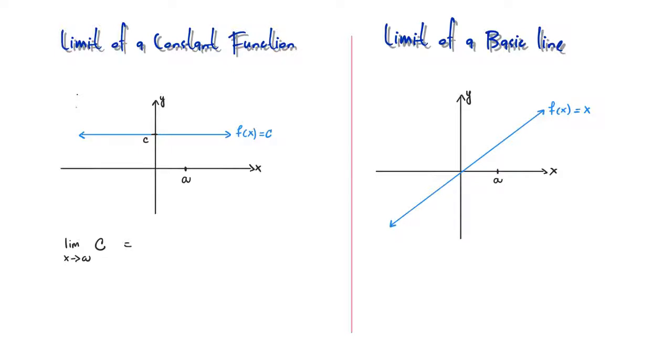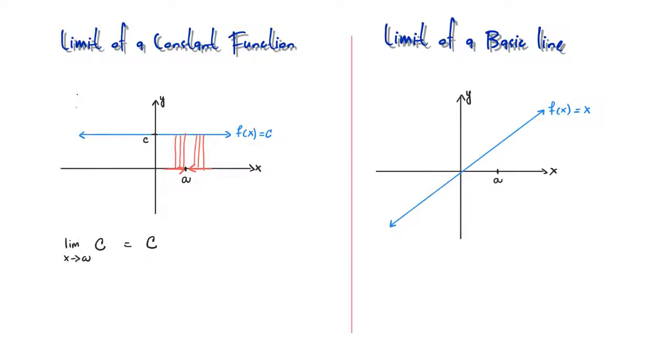I want you to notice that the analysis is going to be the same as before. For example, as x is getting closer and closer to a from the left, the y values, let me go up to the graph, are always at a height of c. So the y values are equal to c. Similarly, as x approaches a from the right, the y values are equal to c. So no matter what, as x gets very, very close to a, the y values are always c. So therefore, the limit of this function is going to be c.